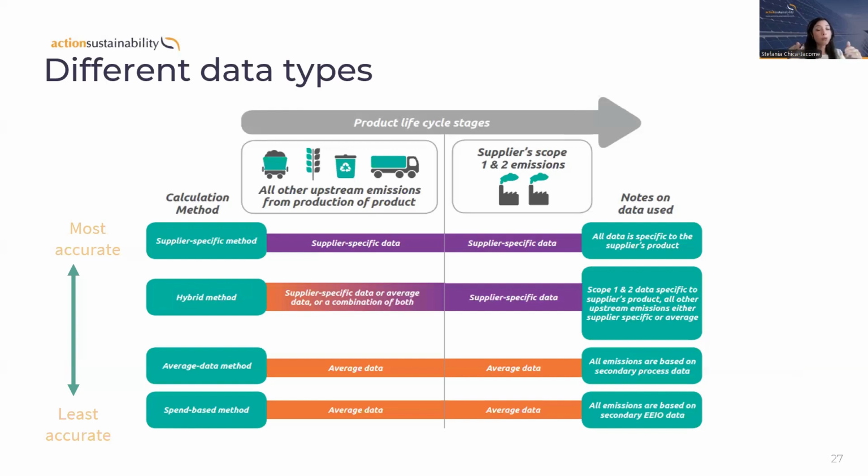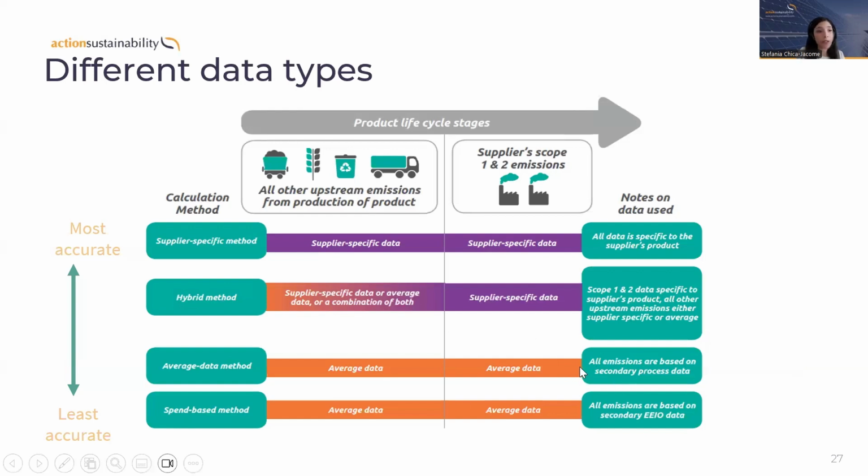So now we move on to the second most accurate, which is the hybrid method. This is a mix of supplier-specific data and industry average data for when information is not available. For example, you could use supplier-specific data for those products that are really significant for you, and then for other products that are less significant, you can rely on industry averages. That could be an example of the hybrid methodology.